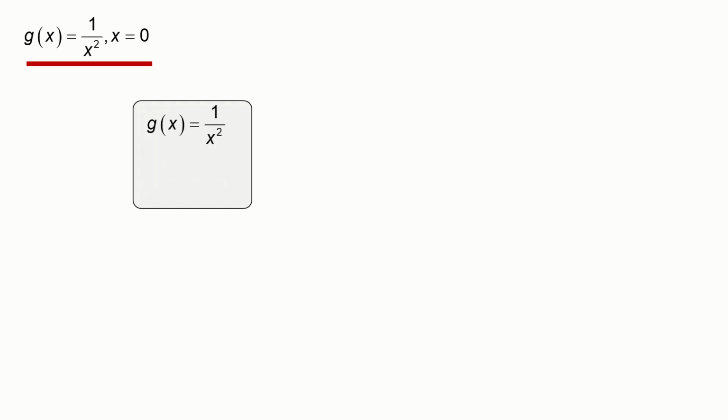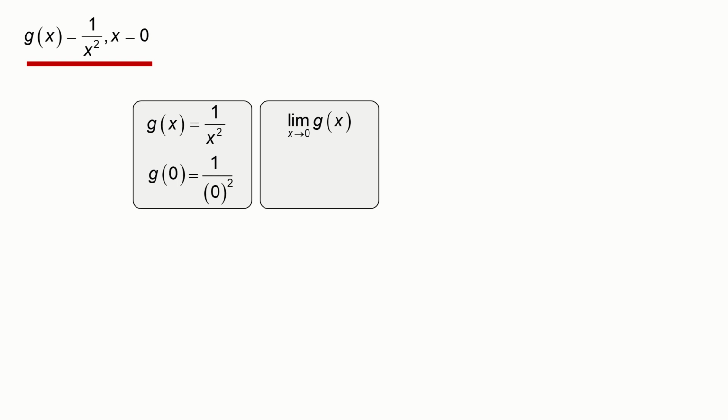Last example, we have the function 1 over x squared. Let's evaluate the function at x equal to 0. Substitute the value of x, then simplify. We have g of 0 equals 1 over 0 squared. If we simplify this, the function is not defined when x is 0. What will be the limit of the function when its x value is moving closer to 0?